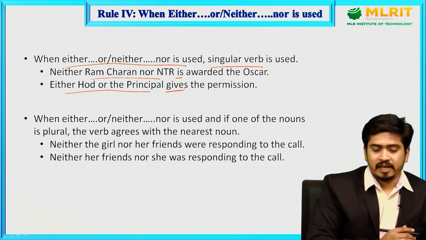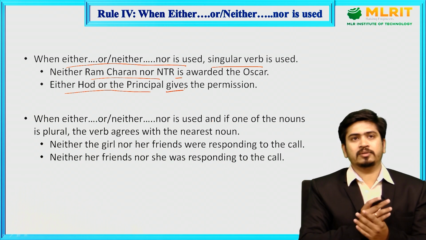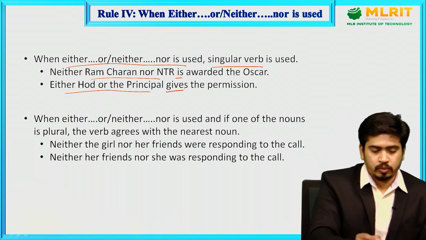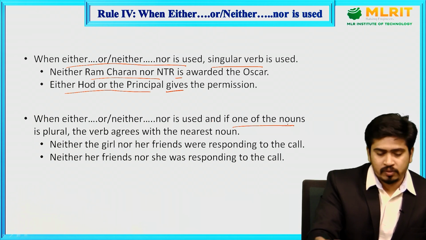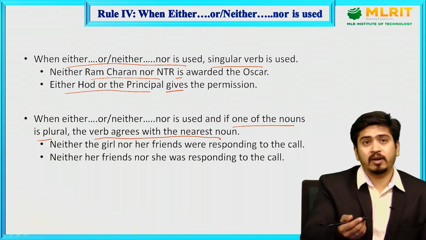Now in another case, when using either or and neither nor, in both the nouns, if one of the nouns is plural, the other is singular, what to do? See, if one of the nouns is plural, the verb agrees with the nearest noun. Now let us see the example.